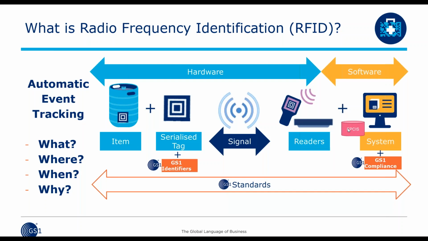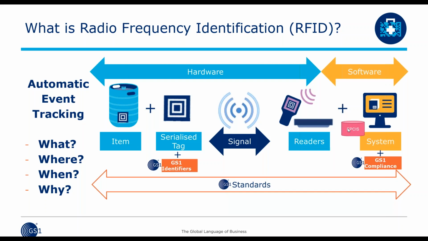So starting at the left of the diagram, we have an item which is tagged with an RFID tag, which is encoded with GS1 identifiers. So in simple terms, when these tags pass by a reader which emits a signal, the tag will also emit a signal which will be received by this reader, and its data will be fed into a system and recorded as an event. So as Siobhan mentioned, this can enable automatic event tracking, and with GS1 identifiers encoded into RFID tags, you can not only know what an item is, but also where it is now and where it has been before.